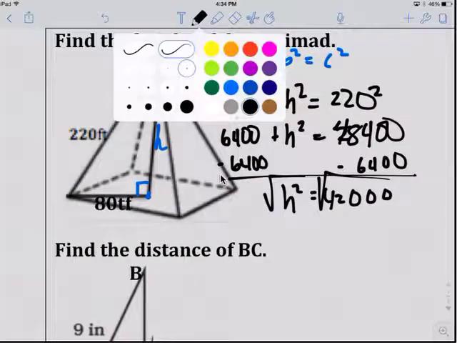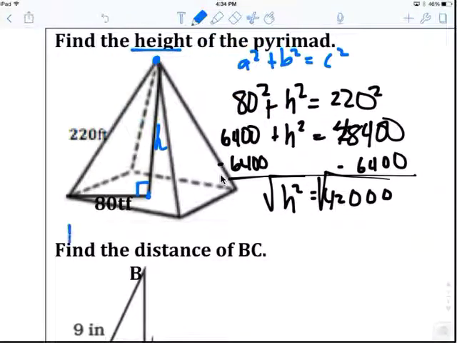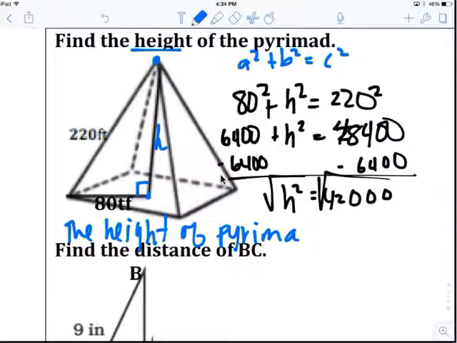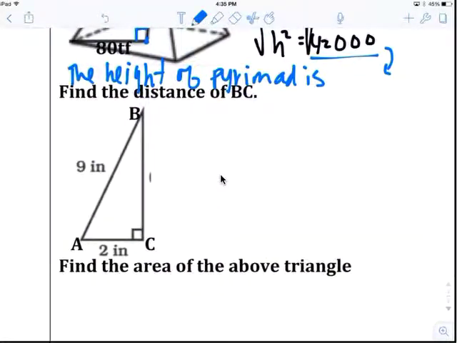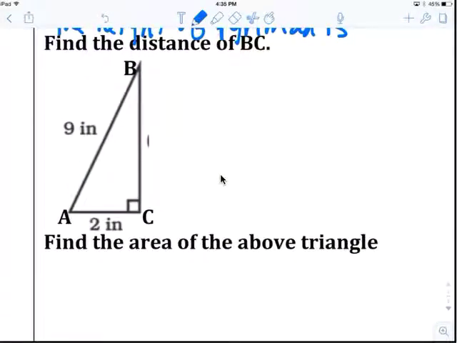They want it in a complete sentence. The height of the pyramid is whatever that is. I think 204 something. Okay. The same thing here.